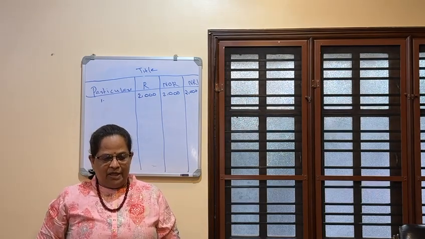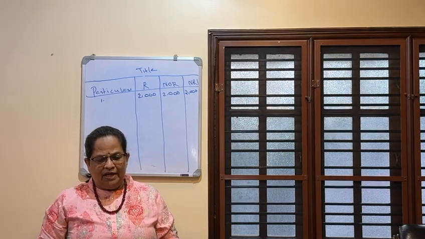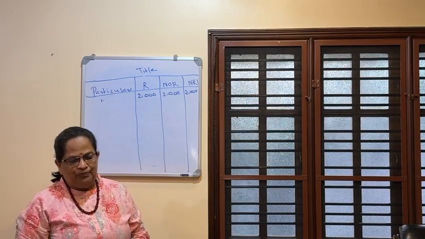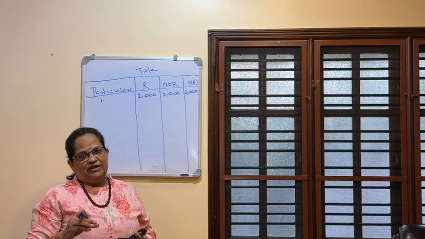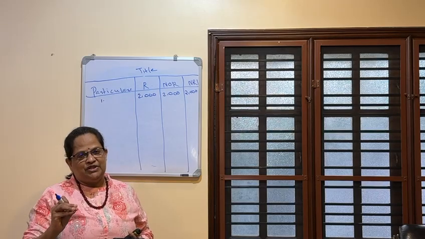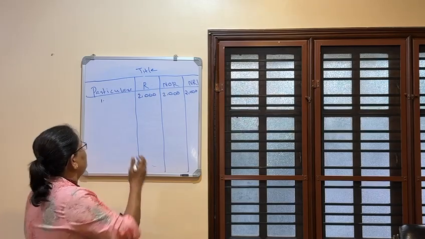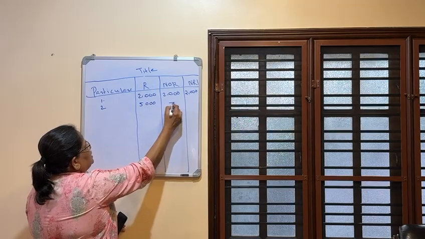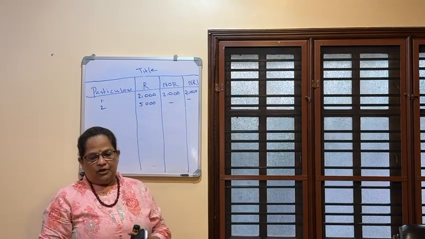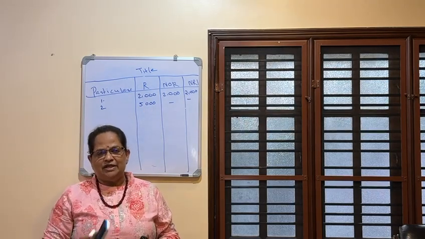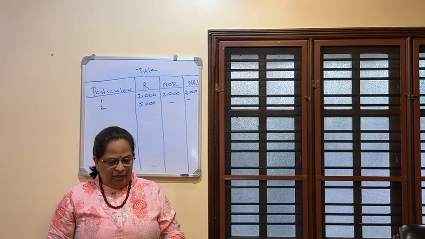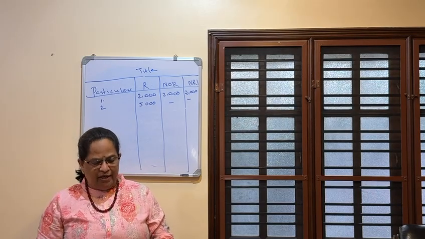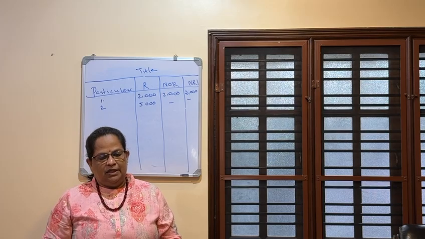Second question is 5,000 earned in Africa and received there but brought to India. It's not mentioned that it's from business, so we are applying rule 5. It will be taxable for the resident, not taxable for not ordinarily resident and non-resident. This is rule 5.